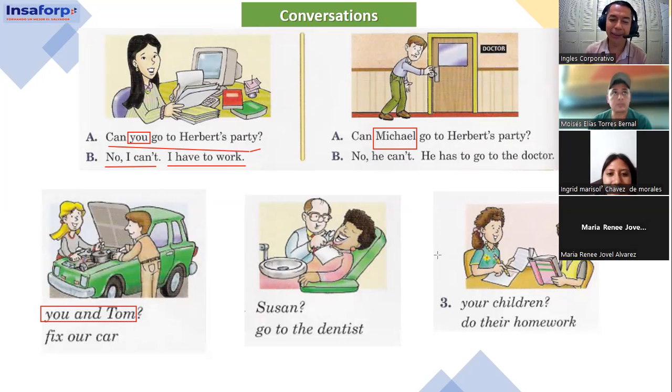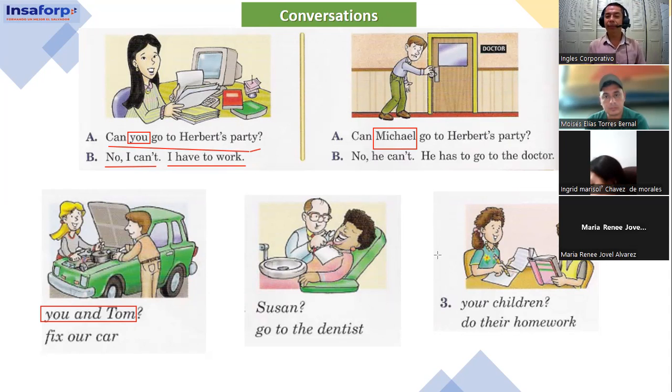Okay, thank you, Ingrid. Thank you very much. So can Susan go to her birthday party? Says no, she can't. Of course. She has to go to the dentist, right? Wow, okay. Good. Now, number three. Thank you, Maria René. Thank you, Ingrid. Now we have Freddy. No, Freddy se desconectó. Evelyn, please. Evelyn and Elsa.